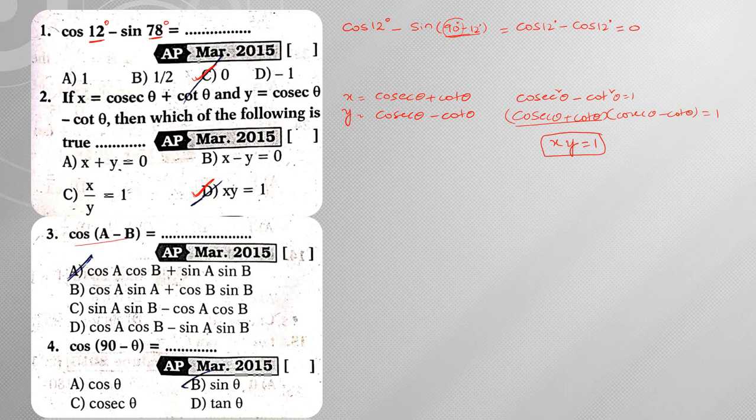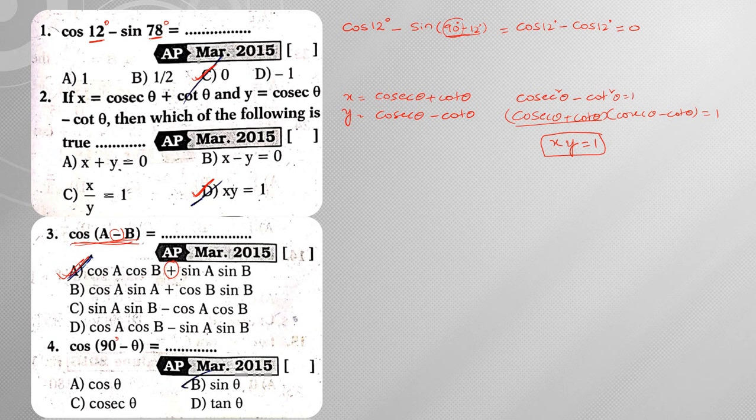Next, cos of a minus b. This is nothing but a formula. Cos of a minus b is nothing but cos a into cos b plus sin a into sin b. So when you are dealing with cos, when you are having minus, you will have plus here. That is the only point you can remember. Next, cos a into cos b plus sin a into sin b.